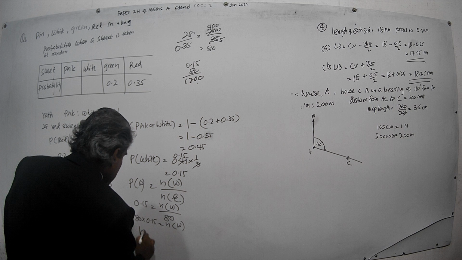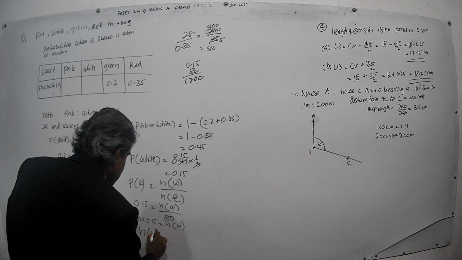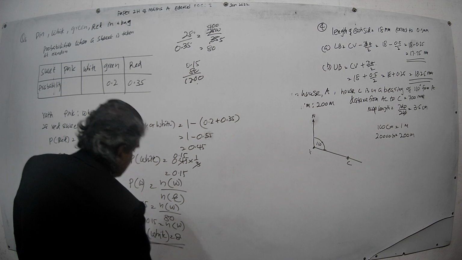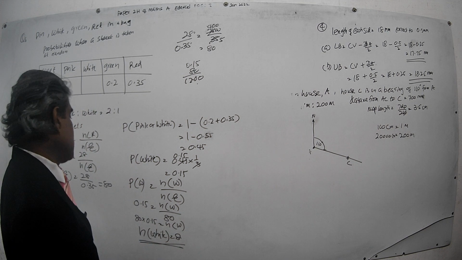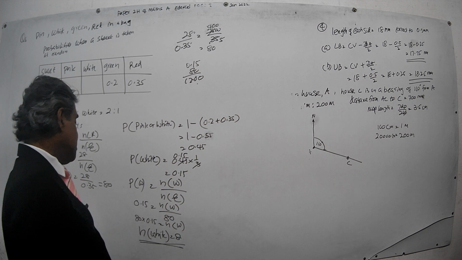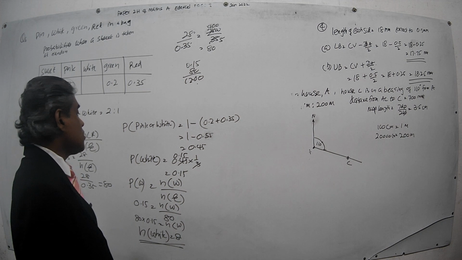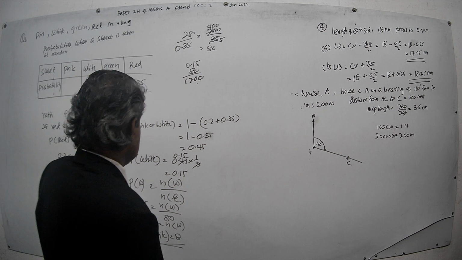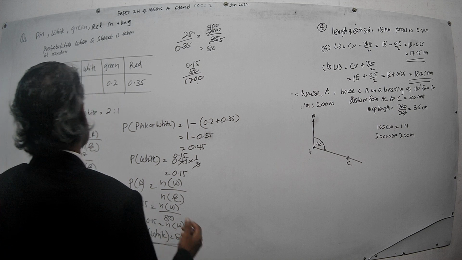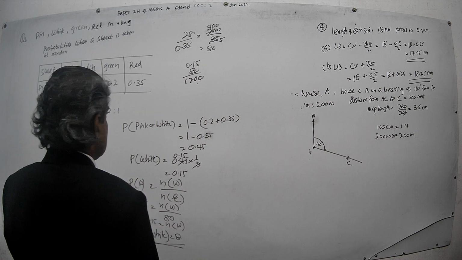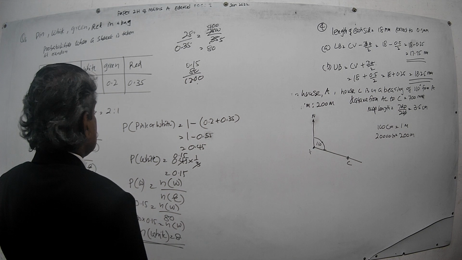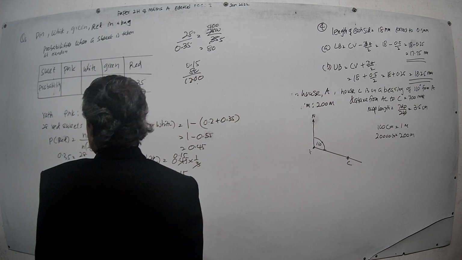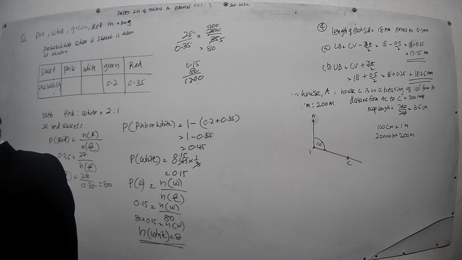Then N number of white equals 12. Okay, that is done. Now we go to the next question.